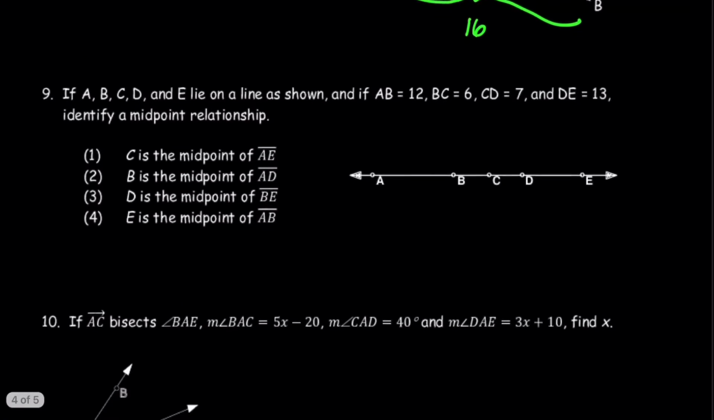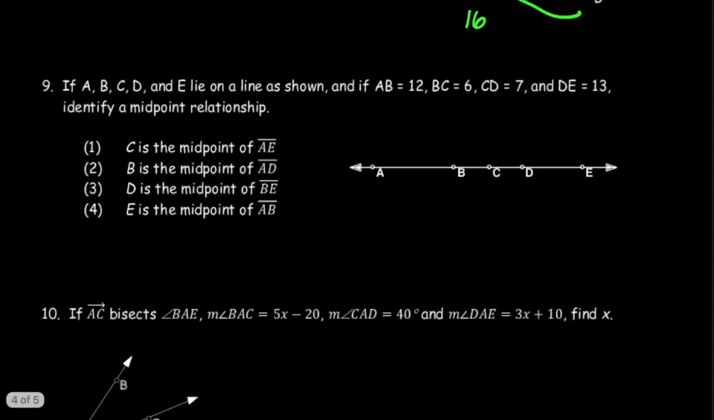All right, question 9. These are a little bit challenging, but at least this is multiple choice, so it should make it a little bit easier. It says AB is 12, so let's label that segment 12. BC is 6, got it. CD is 7, and DE is 13. Identify a midpoint relationship. Well, this is sort of trial and error. All right, what I'm going to do is I'm going to start adding some numbers together. Maybe I get it right on the first try, maybe I don't. 12 plus 6 is 18. So from A to C is 18. 7 plus 13 is 20. So no, that didn't work.